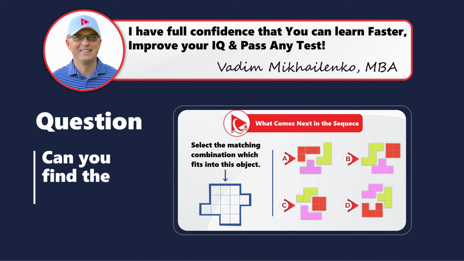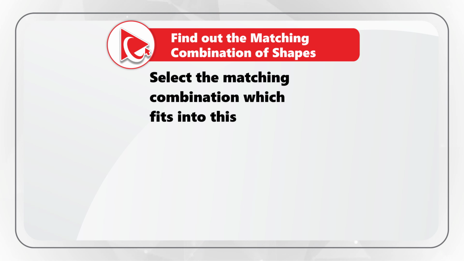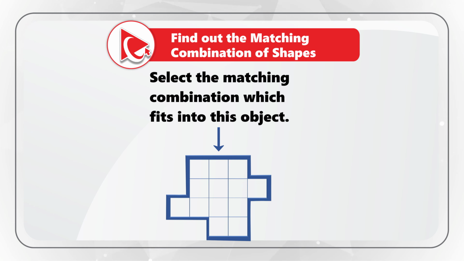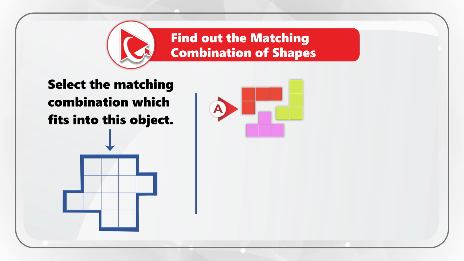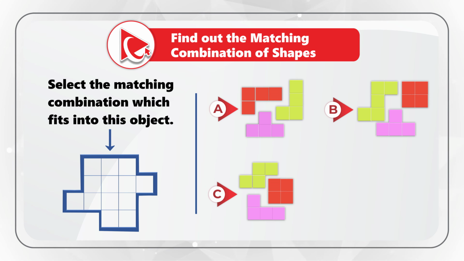Here's the phenomenal question to test your spatial reasoning skills. You need to select the matching combination which fits into this object, and you need to do the selection out of 4 possible choices. Choices A, B, C, and D.